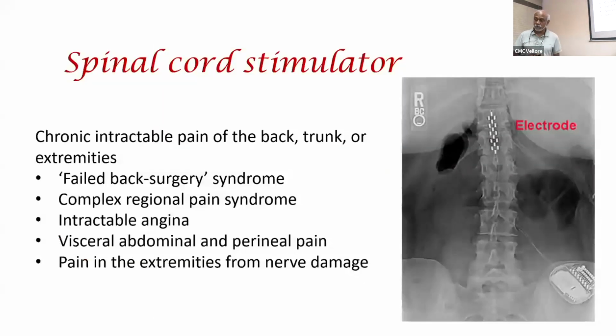That looks like the spine, right? So it's a spinal cord stimulator. I remember about 25 years ago, somebody approached us from Australia, wanting to start this, because we get a lot of patients, especially with PMR, spinal cord injury and pain. So this is used for chronic intractable pain in the back, trunk, or even extremities. And one of the biggest indications is failed back surgery syndrome. Or it can be complex regional pain syndrome.